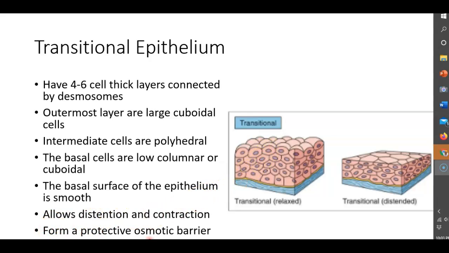It forms a protective osmotic barrier, because we have the glycocalyx around the cell membrane, also glycoprotein at the surface. So by means of that glycocalyx and glycoprotein here, the superficial cell work as a protective osmotic barrier that prevents the reabsorption of urine to the underlying tissue. Okay, we got that.